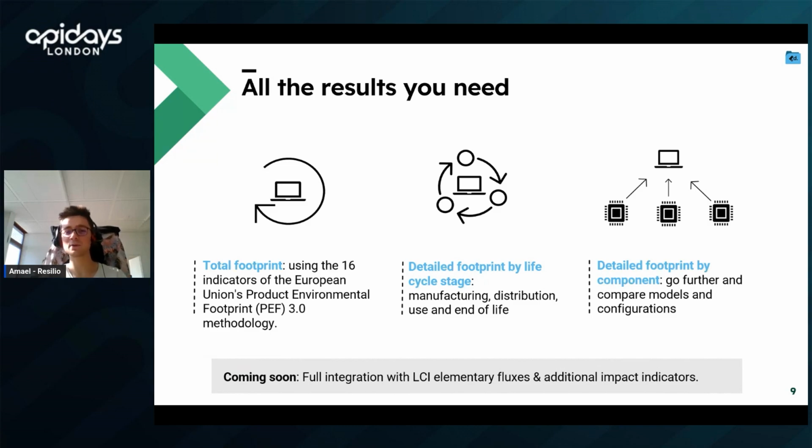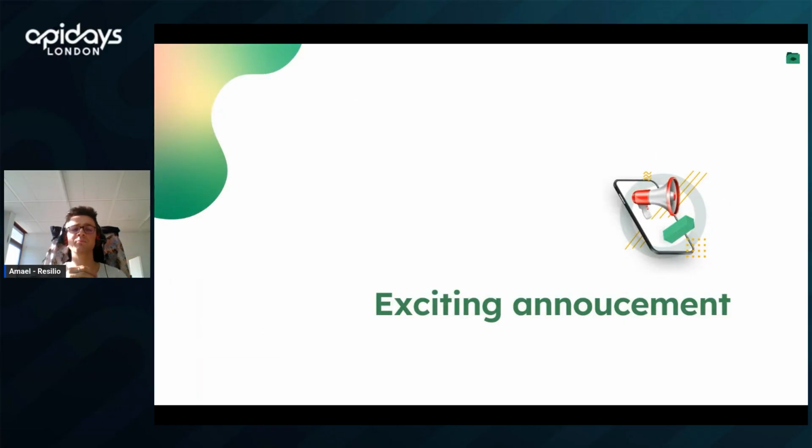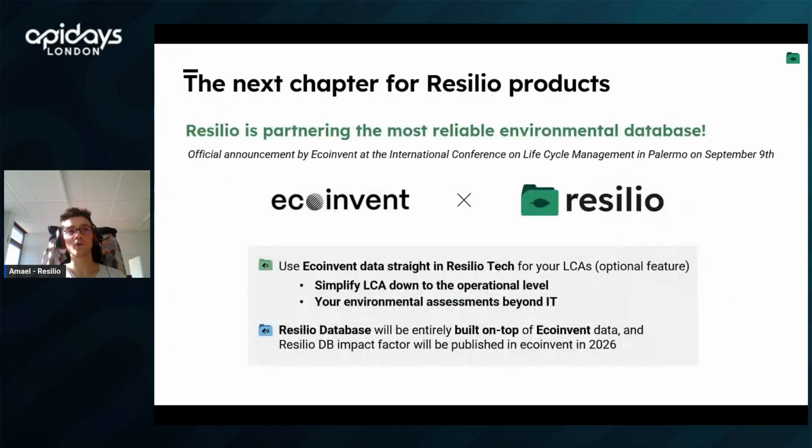Last but not least, integration with full what we call lifecycle inventory fluxes is about to come thanks to our exciting partnerships. Speaking about exciting partnerships, I'm very happy to release today in Green I/O London the super partnership that we just concluded. First one, Resilio is going into the next chapter relying on the most trusted environmental database on Earth. I'm pleased to announce today that we're partnering with EcoInvent.